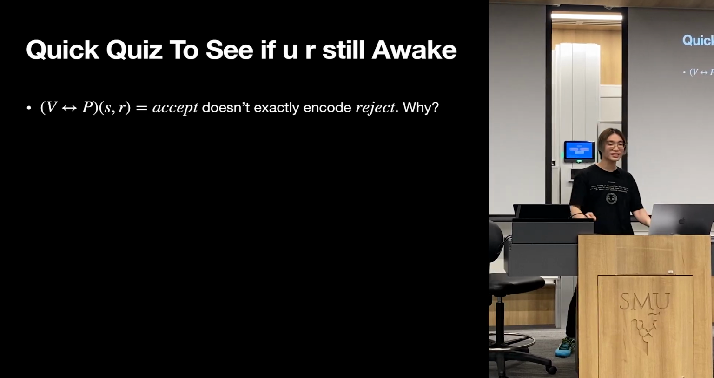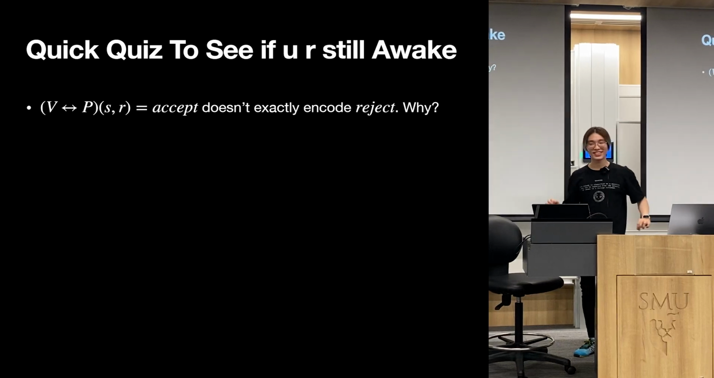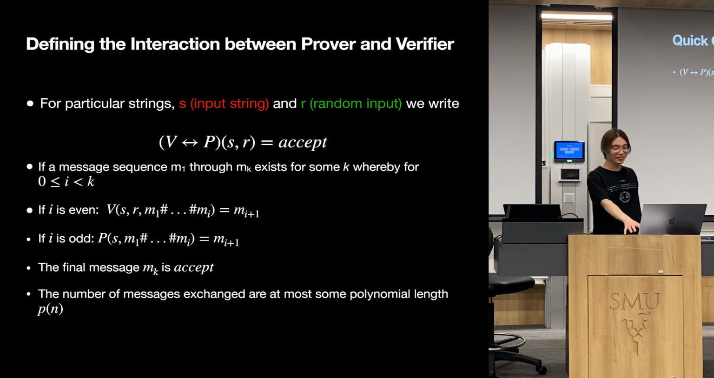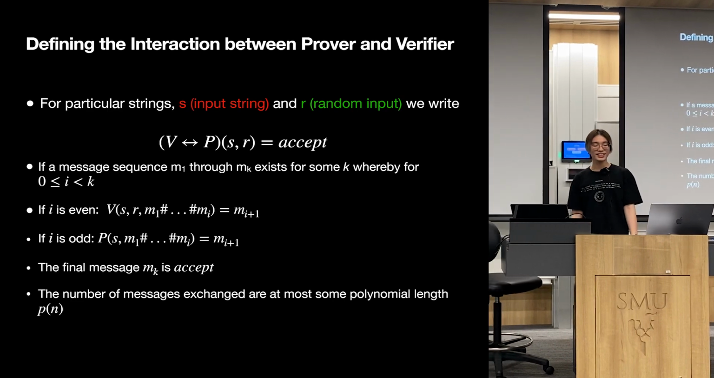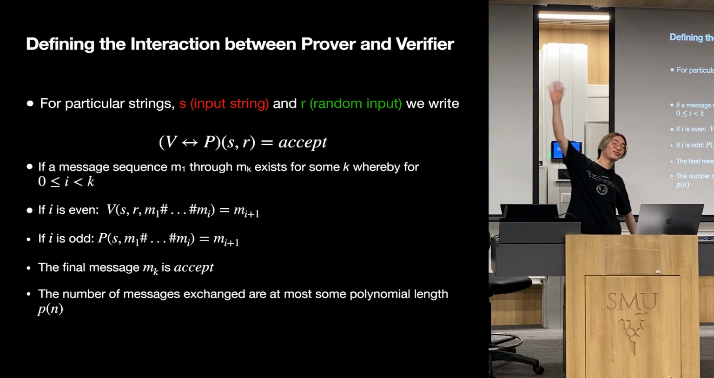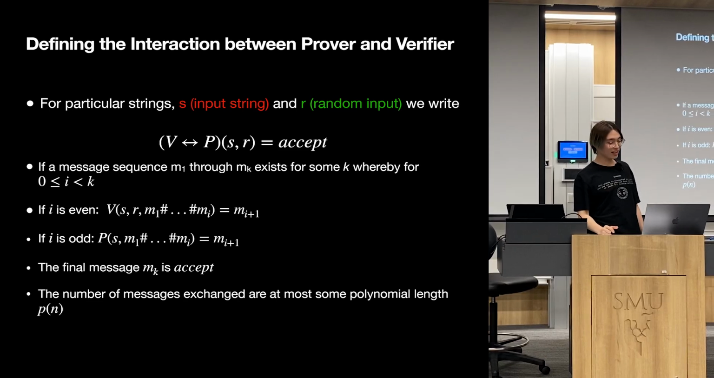Okay, I'll stop here just to check whether you guys are conscious or not sleeping. So in this formulation over here, do you notice that we don't encode reject? Why is that the case? Anyone want to provide an answer? Assume that reject is the default.